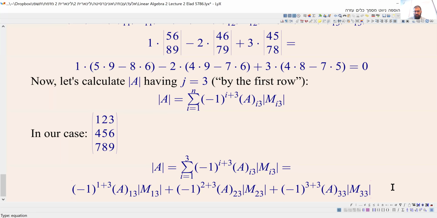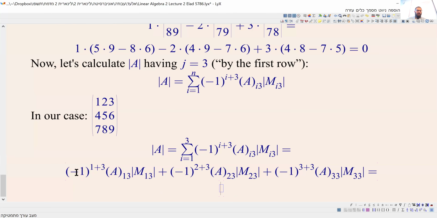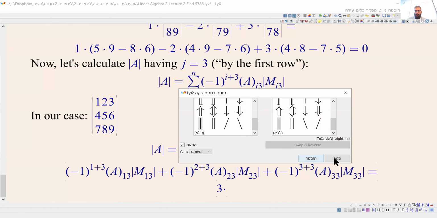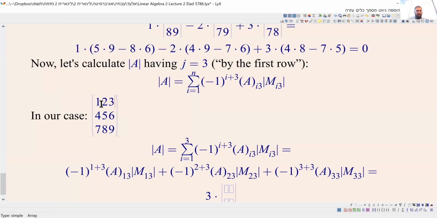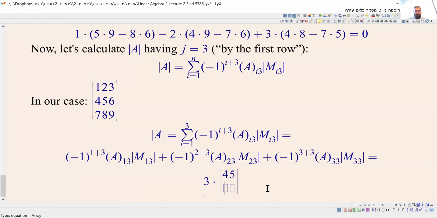Write down the exact numbers we get. Minus 1 to the power of 4 is plus. A13 is 3. And it should be multiplied by the determinant of the 1-3 minor, which we get by deleting the first row and third column. It is 4, 5, 7, 8. You should always check me that I'm not wrong.